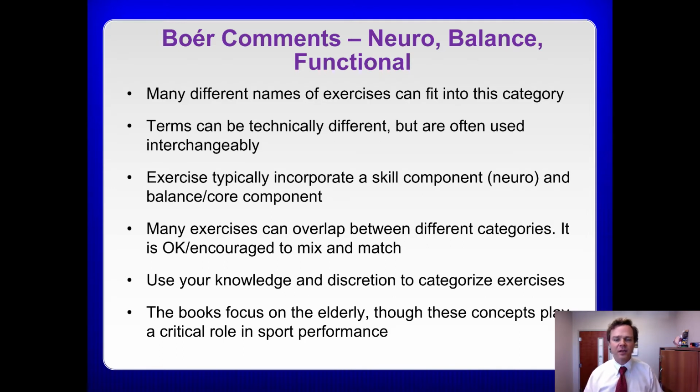So there are many different names that could fit into that category, and you'll see functional training, neuromotor training, balance training, plyometric training. They're different. They have nuanced differences, but a lot of times those terms are used interchangeably. Exercise typically incorporates some sort of skill component, which is the neuro aspect of it. So you need to learn how to do the movement, and it has a balance and a core component. You could also add that it often has a flexibility component as well, but flexibility is covered elsewhere.